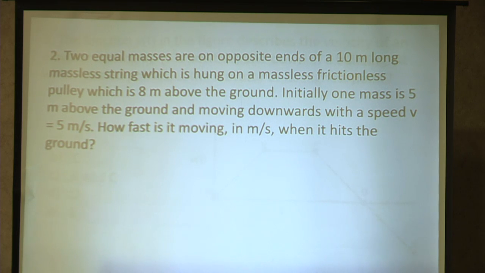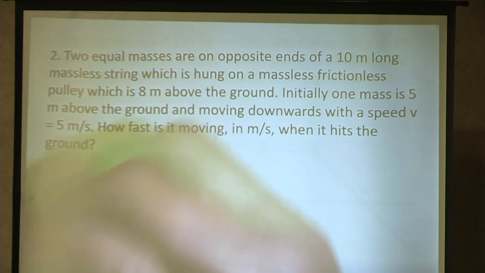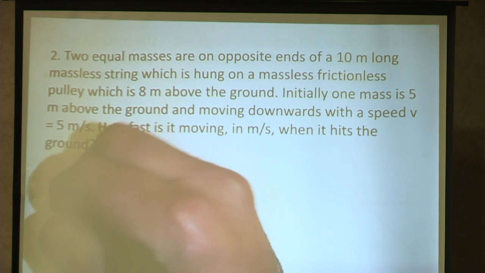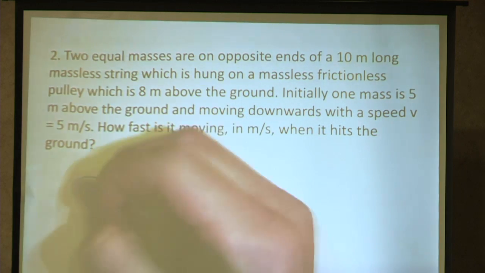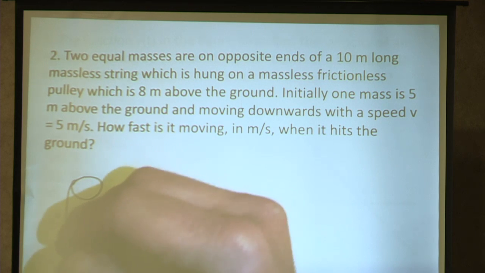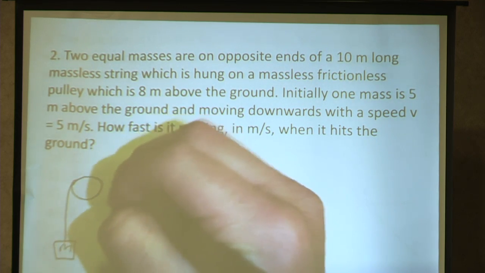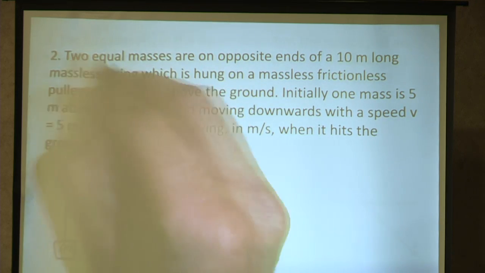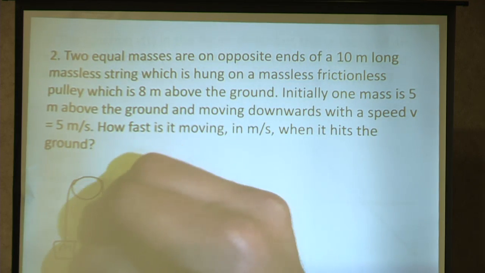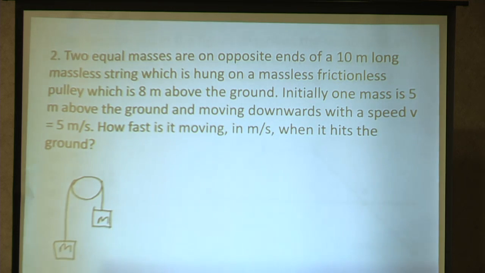So I'm going to draw this out. We've got this massless, frictionless pulley. And on one side, we've got m. And on the other side, you also have m, because they're 2 equal masses, right? Something like that.